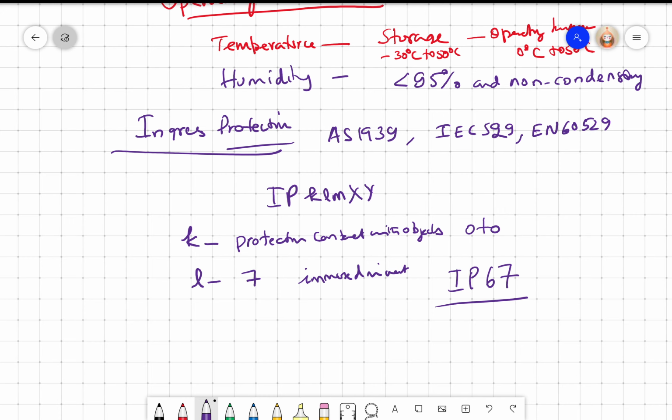There is also 68, but that's very, very rare. 68 is submerged in water at a depth, right? So 67 is up to 1 meter, and sometimes we can go up to 68, which is 30 meters, 100 meters, 200 meters inside the water, right? At that depth of water, it will still work. IP67 simply says that it will work in any dusty environment, right? It doesn't matter, it can handle it. And even if it is submerged in water up to 1 meter, it will work.